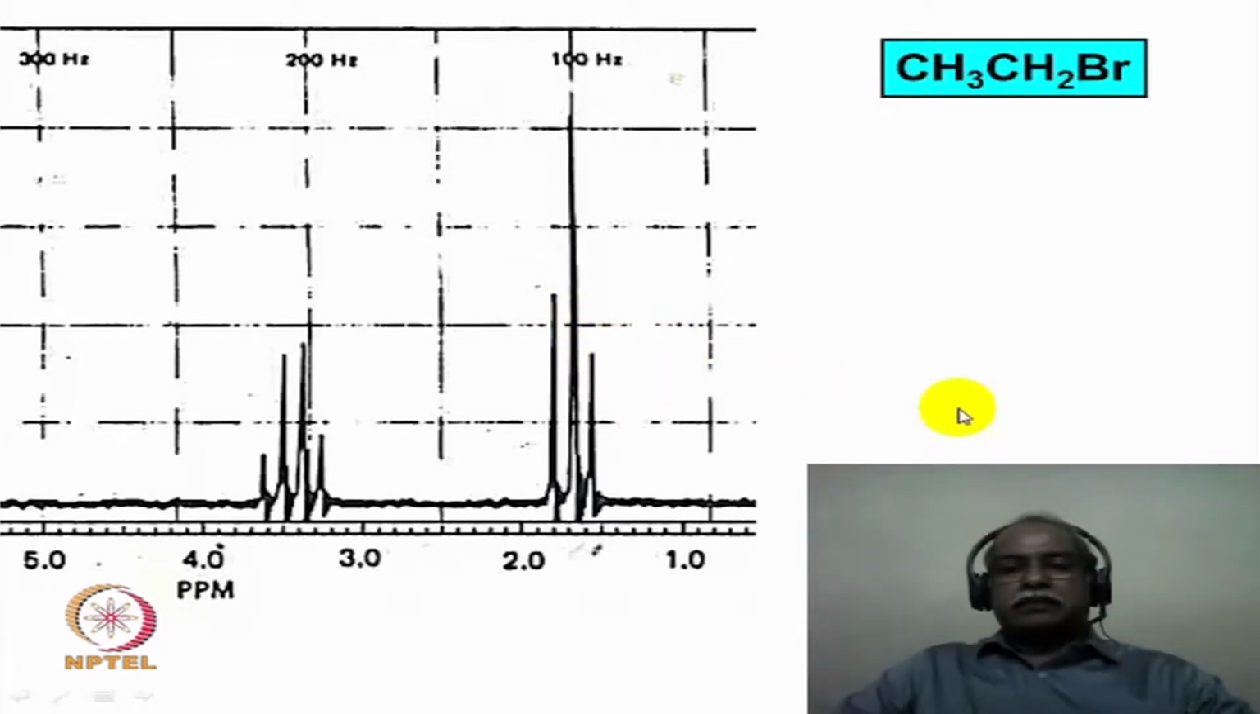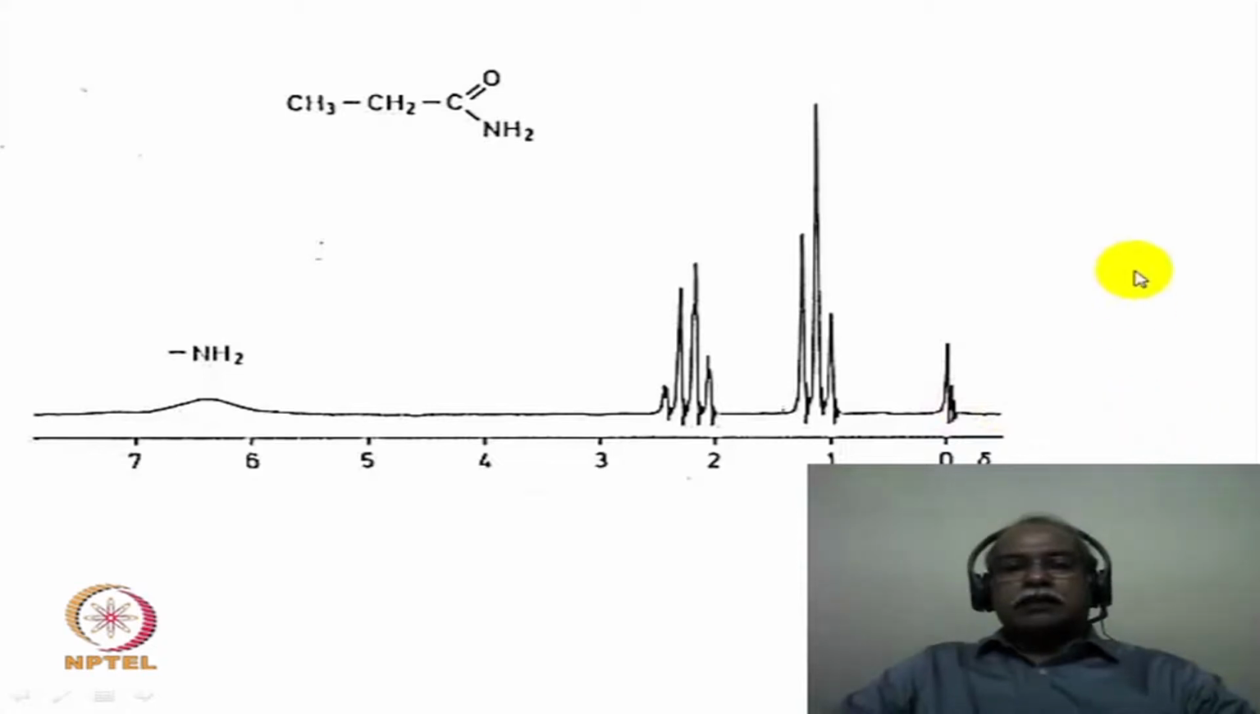This is a spectrum of propionamide. The purpose of showing the spectrum of propionamide is to illustrate that hydrogens of NH2 and OH would appear normally as broad peaks in the NMR spectrum because of their exchangeable nature. The chemical environment of the exchangeable hydrogen is uncertain. So as a result, there is some uncertainty associated with the chemical shift value of this hydrogen. That is why they appear as a broad signal here.